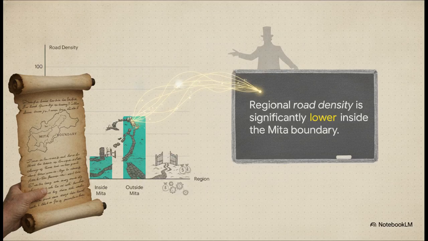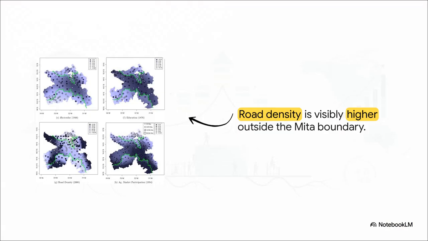And the data gives us hard, physical proof of this. Just look at the difference here. Regions just outside the Mita boundary have vastly superior road networks today, but inside the boundary, nearly 36 fewer meters of road per square kilometer. Why? Because historically, those rich landlords outside the line demanded roads for their massive estates. You can see those dark spots outside the middle line. That shows high road density.